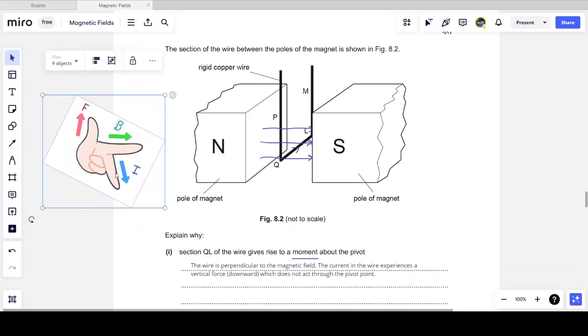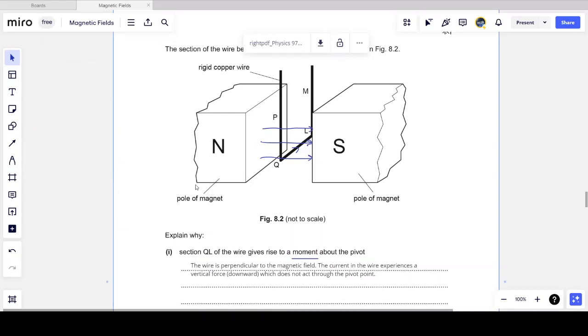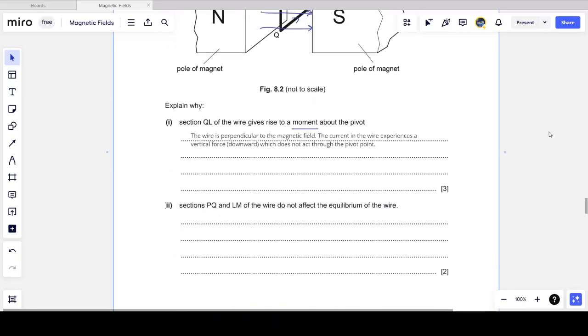The force on section QL would be downward, causing a moment and causing the wire to move around the pivot point.